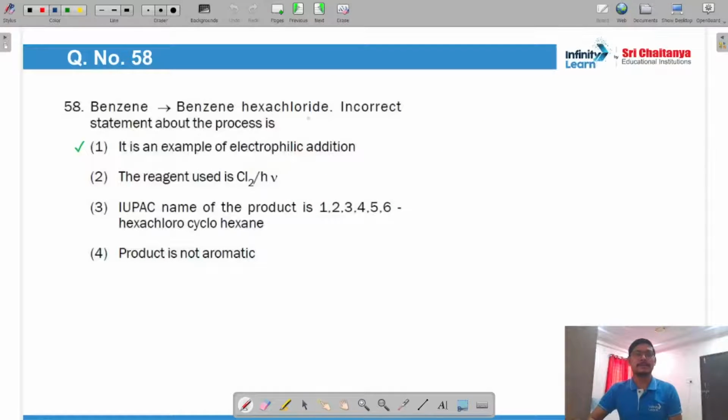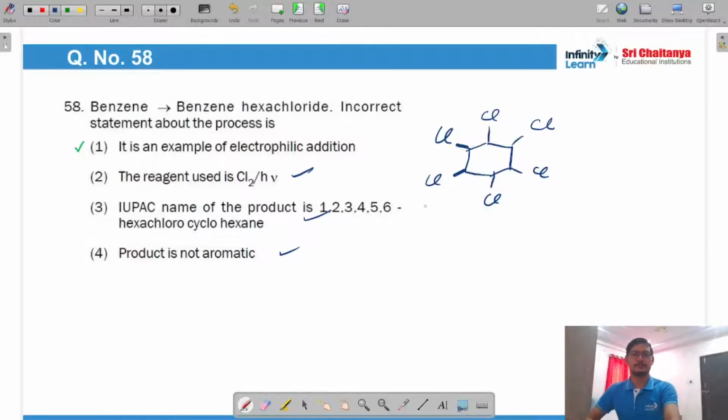Benzene to benzene hexachloride, the incorrect statement is that it is an example of electrophilic substitution. No, it is free radical substitution. Okay, the reagent used is Cl2, hν, correct. IUPAC name is this one, correct. The product is not aromatic. Yes, that is also correct, right? So the product we are talking about is this one. Here, okay guys.